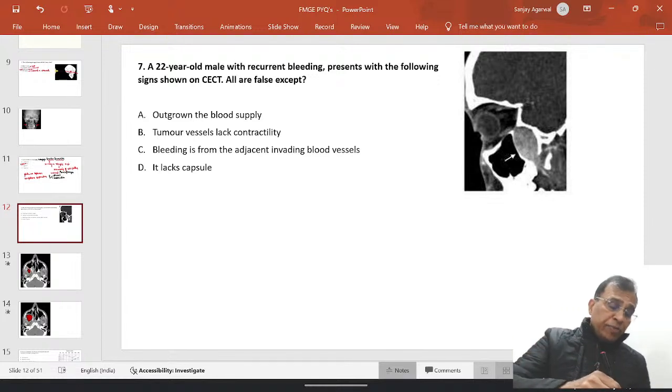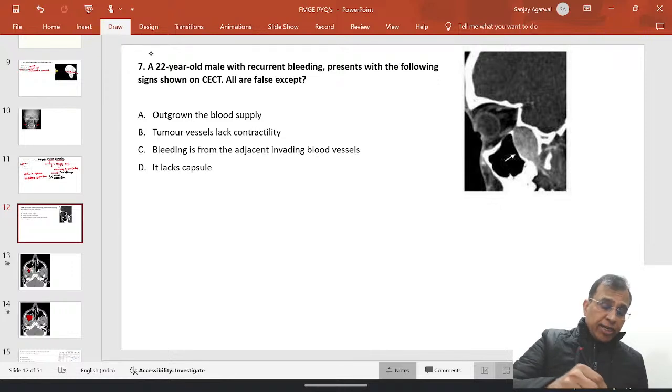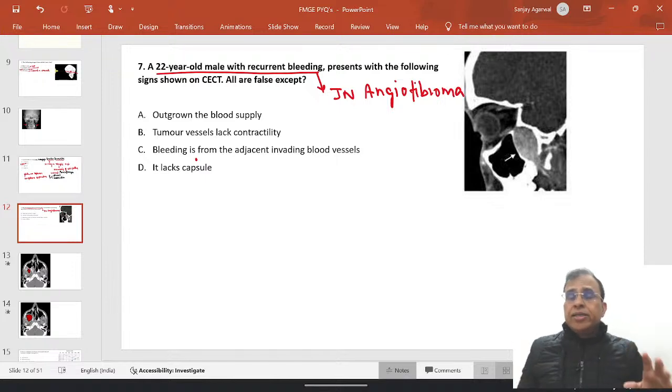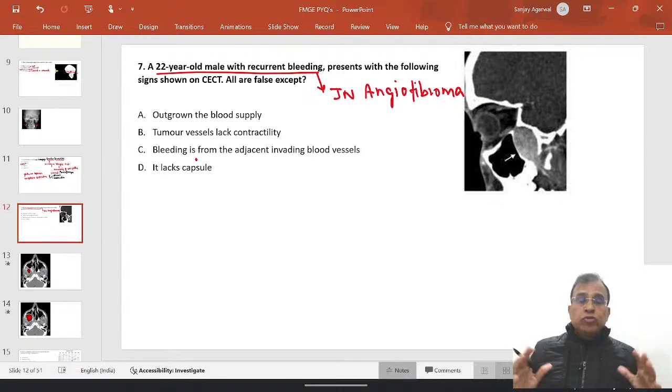Now first of all, you have to make a diagnosis. If they tell you a male child with recurrent bleeding, the first thing that comes to your mind is juvenile nasopharyngeal angiofibroma. The word male is very important because angiofibroma is seen only in males. At least theoretically it is never seen in females, and it is seen in a juvenile age group. Juvenile age group can be up to 18 years.